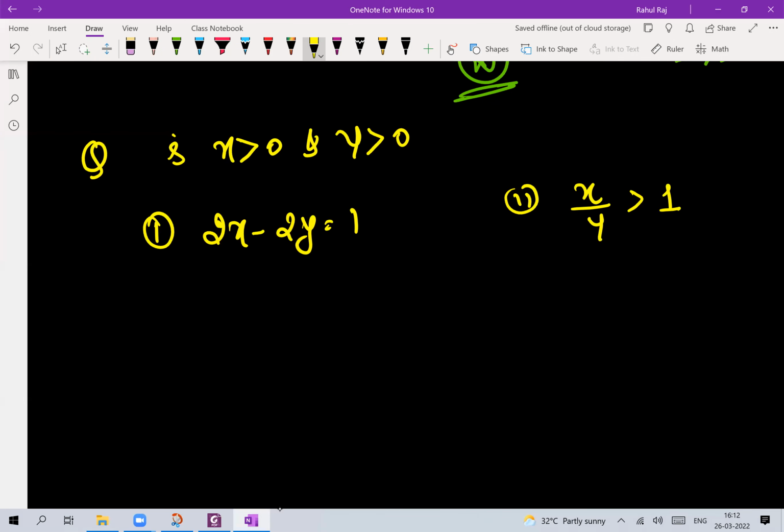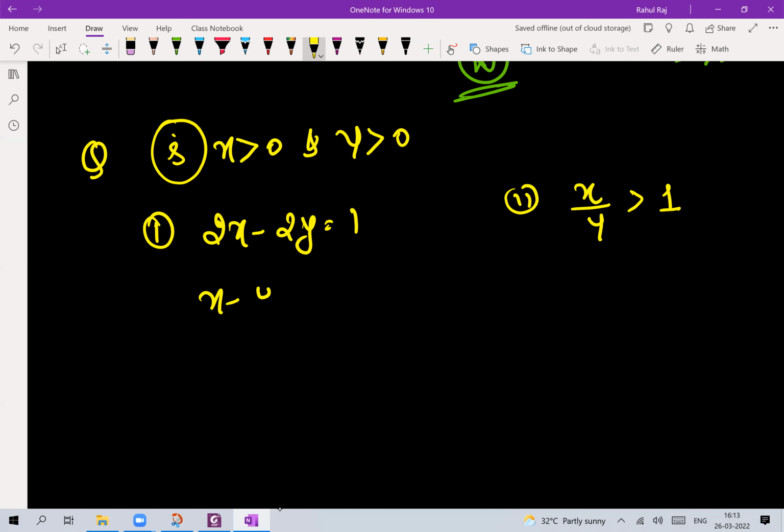So the question is pretty simple. Is X greater than 0, Y greater than 0? It's a very direct question. They're asking you, okay, is X and Y positive? And how you need to prove that X and Y both are positive with the help of statements. Simple. So option number 1, and it's an is-type question. So my purpose is to create a yes or no situation.